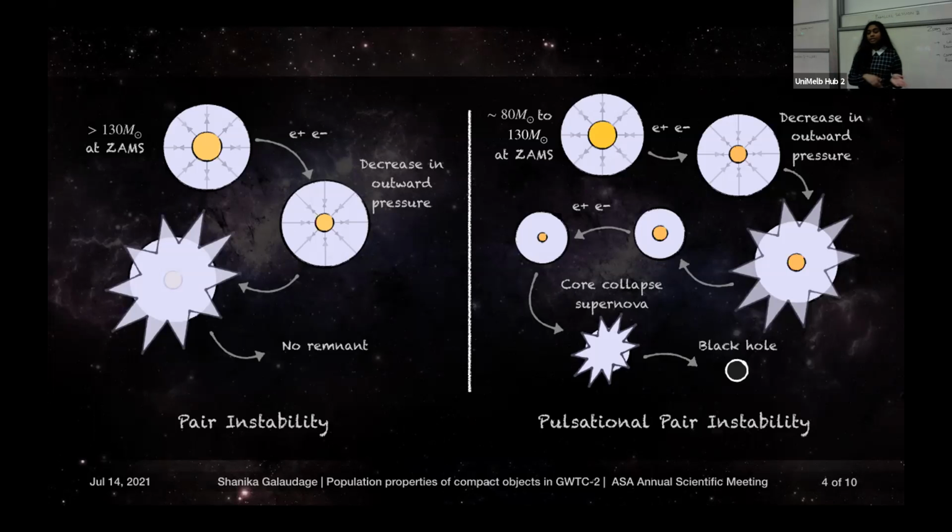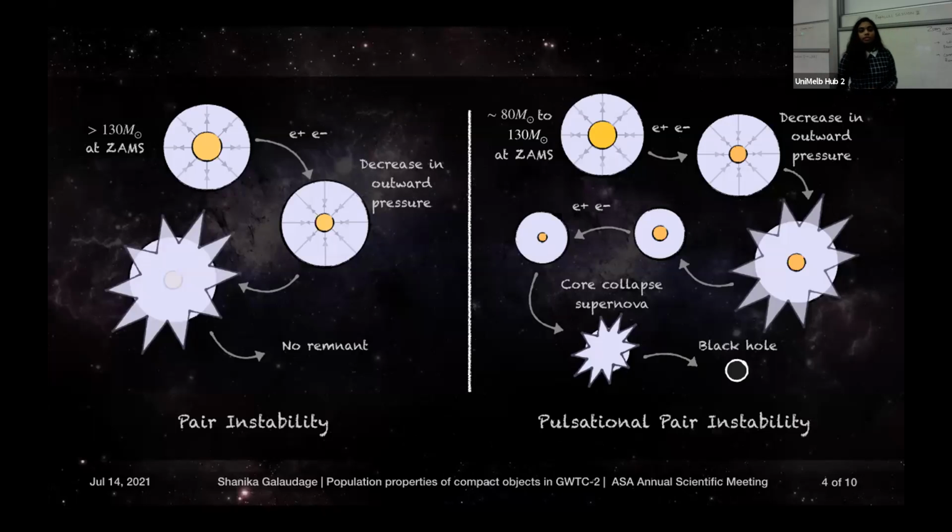Moving on to the right-hand side, we have pulsational pair instability. In this case, you have stars ranging from 80 to 130 solar masses, and these undergo a very similar process. However, instead of the star completely blowing up, you have it shedding mass, and this process can repeat until the stars get to a mass below around 80 solar masses, and then they can undergo a core collapse supernova and produce a black hole.